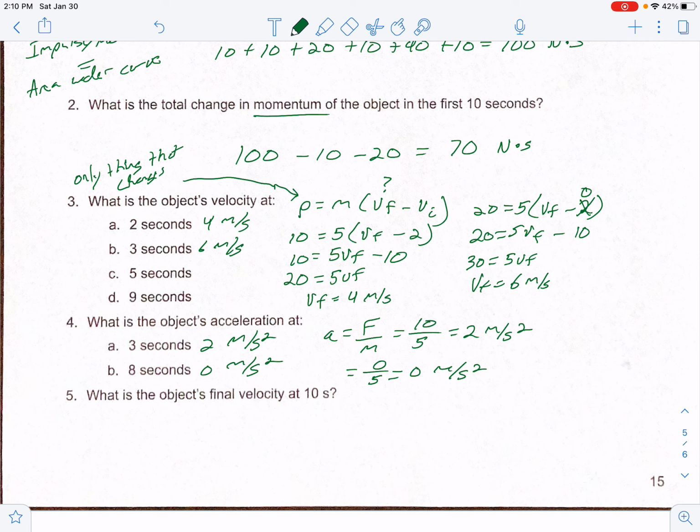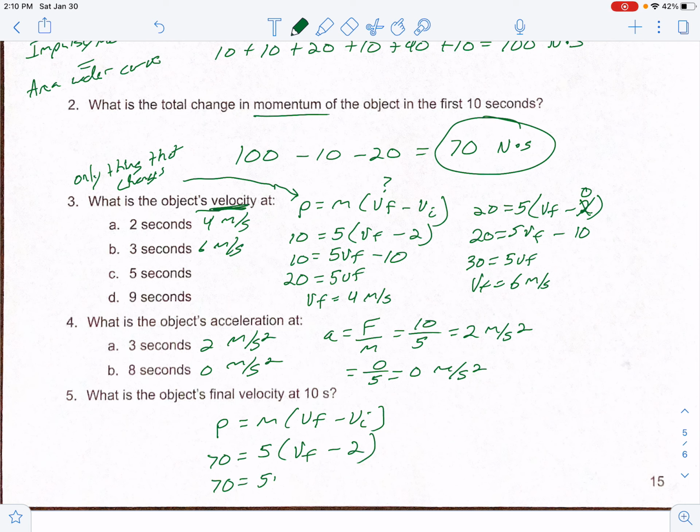Number 5, what is the object's final velocity? This is the exact same thing we did up here in number 3. We're just doing the total thing now. So we're still using P equals M times VF minus VI. Now we're using our total, which was this right here, 70. So P is now 70. My mass is still 5, nothing changed there. Still looking for VF, and my VI is still 2. So 70 equals 5 VF minus 10. Bring that negative 10 over, we have 80 equals 5 VF. Divide both sides by 5, and you get a final velocity of 16 meters per second.